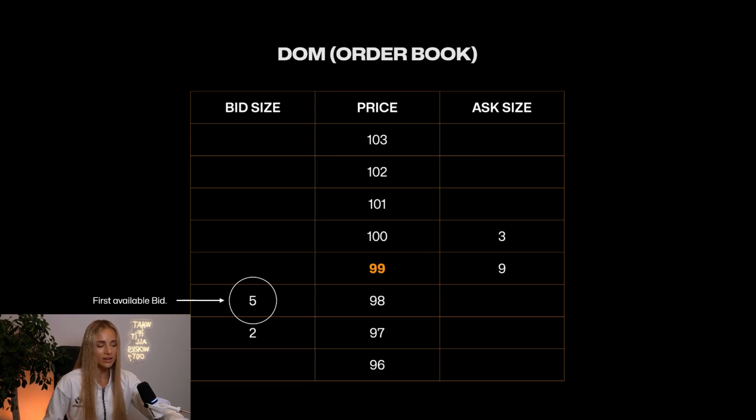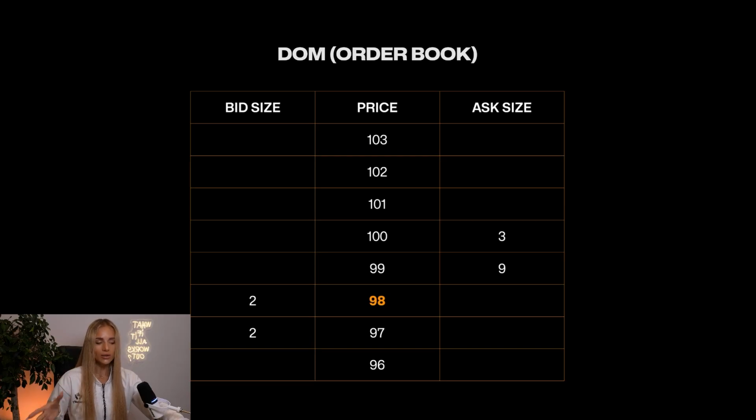Then an aggressive seller comes in. He sends a sell market order for 3 contracts, and his order hits the first available buy limit, which is at 98. So he sells 3 contracts at 98, clearing 3 of the 5 buy limits there. 2 buy limits remain at 98, and the last traded price is now also at the same level.